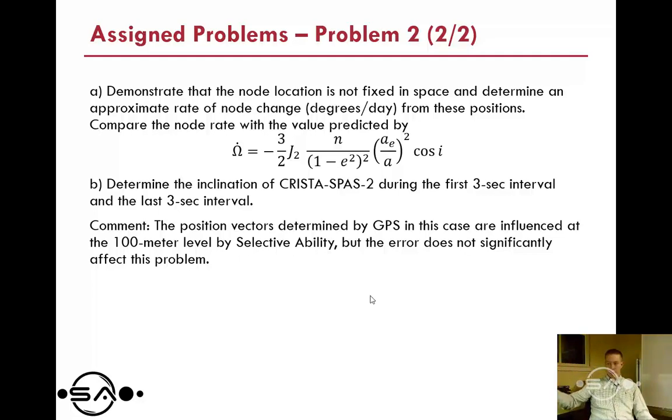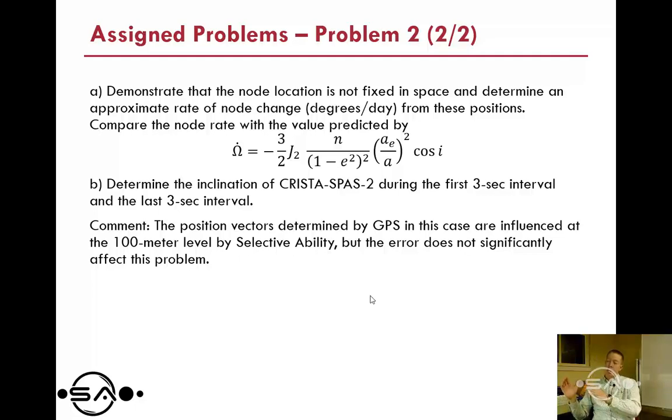What I want you to do is take those 4 position vectors that you've been given, demonstrate that the node location is not fixed in space, and determine an approximate rate of node change, in degrees per day, from these positions. Then you're going to compare that node rate with the value predicted by the given equation, which is also in your textbook, but I copied it there for your ease of use.